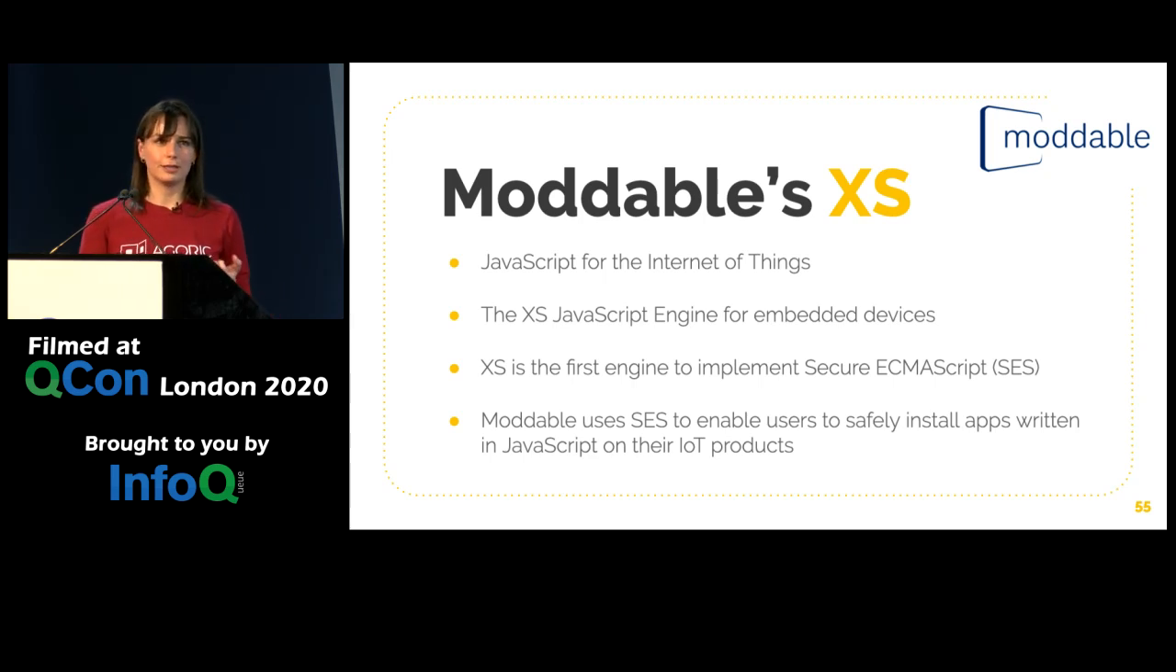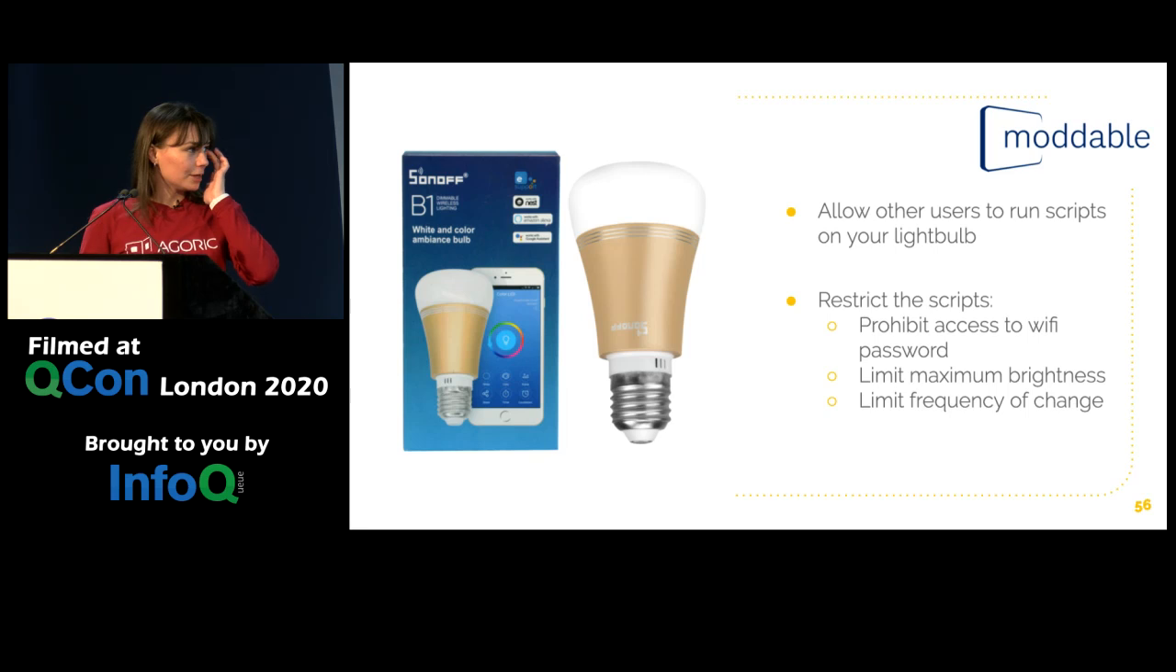So you can imagine, I think they have a Whirlpool washer, I think they have an oven, light bulbs, other things like that that are all running JavaScript, which is pretty insane, but pretty cool. They gave a demo recently where they allowed users to write scripts that would run on an LED light bulb. And what's really cool is that they were able to restrict the scripts so that, number one, the scripts had no access to any of the configuration settings.